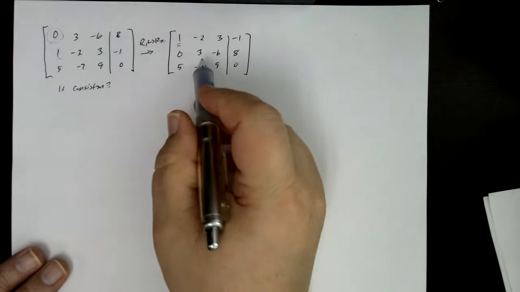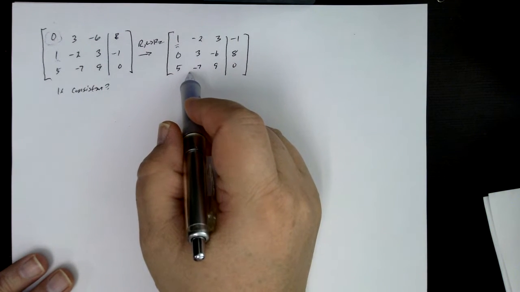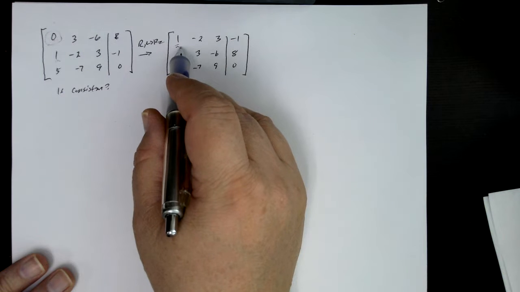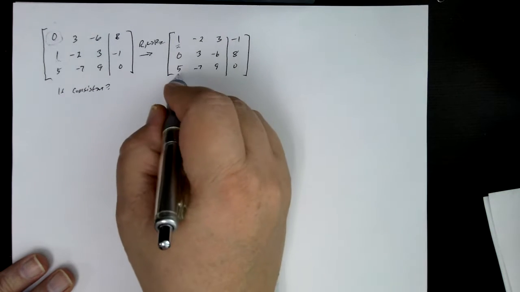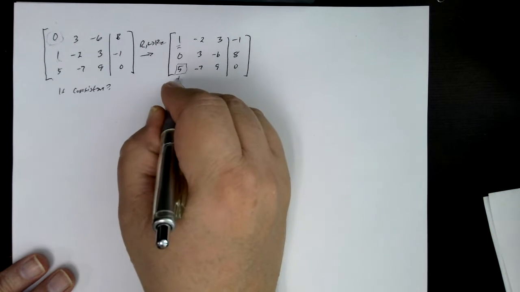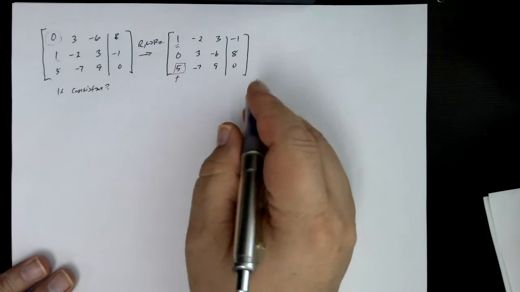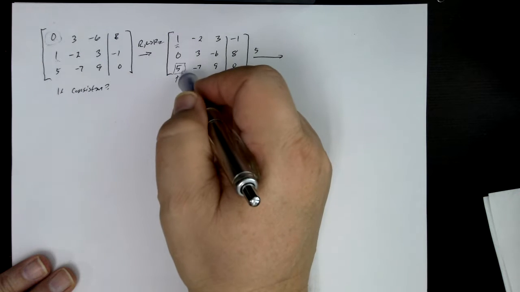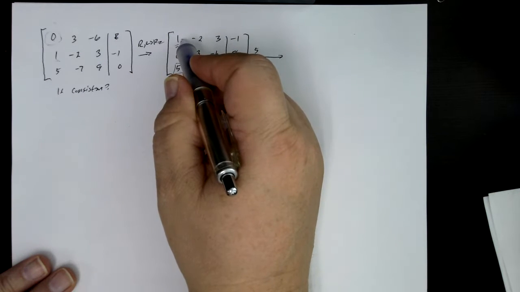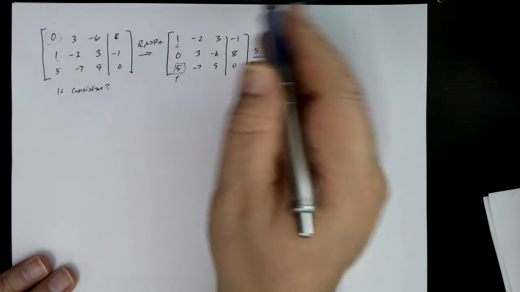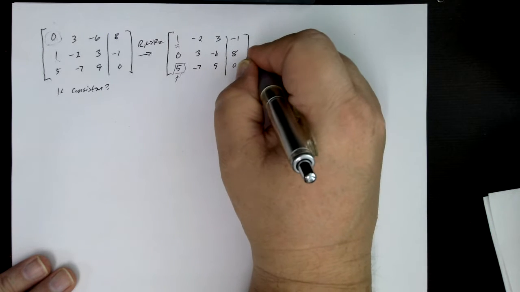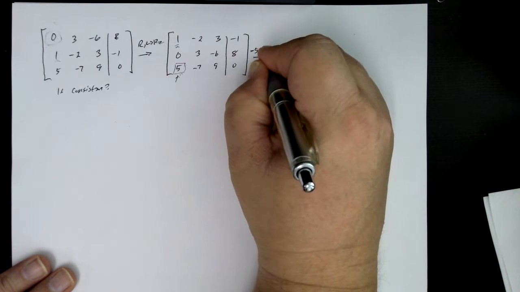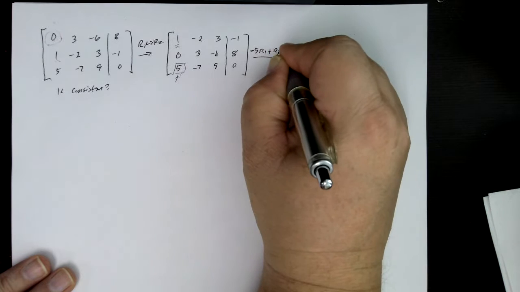Good. Now we want to eliminate x1 from the other equations. So we want to zero this value out. In order to do that, we'll take our 5. It's nice to have a 1 here because then you know that you're just going to multiply this row by that value. So this will be, well, minus 5, I should say. Minus 5 row 1 plus row 3 back to row 3.